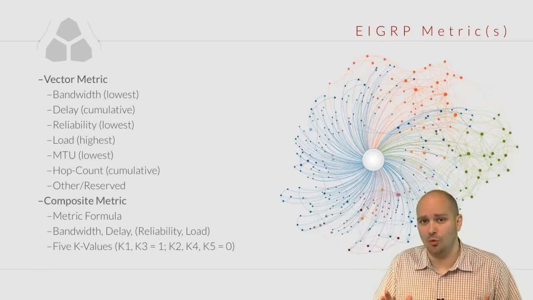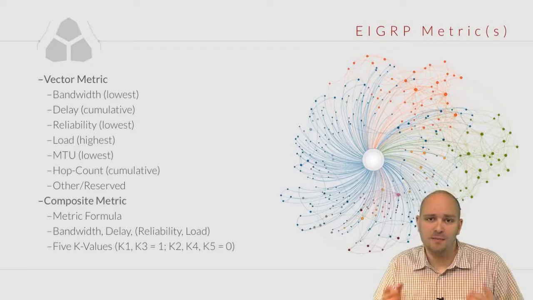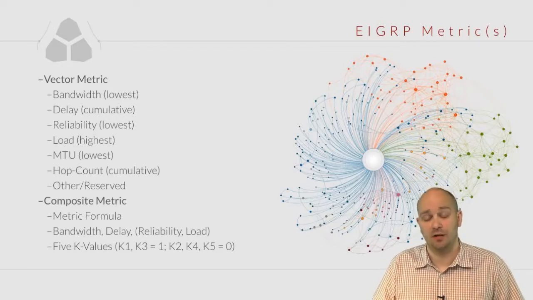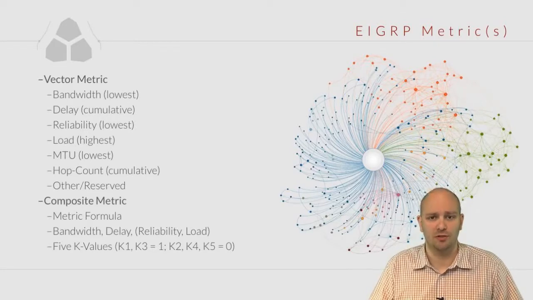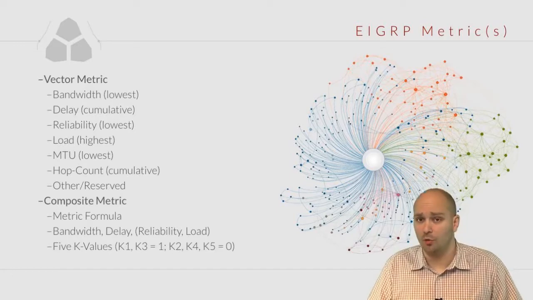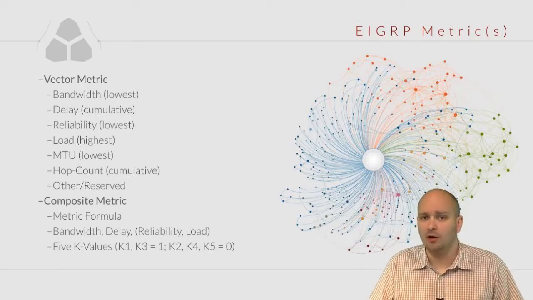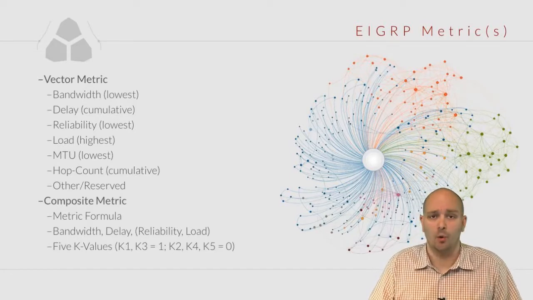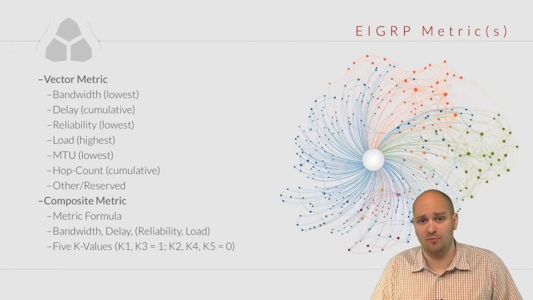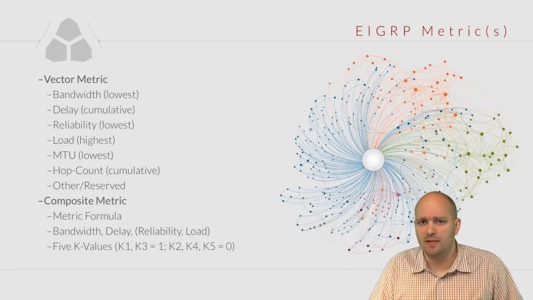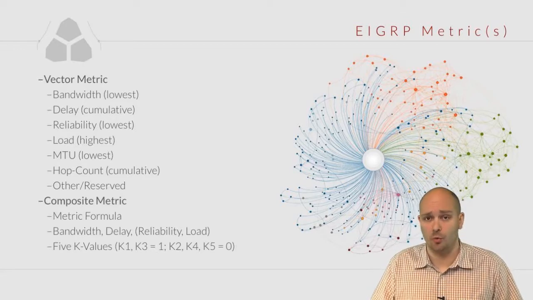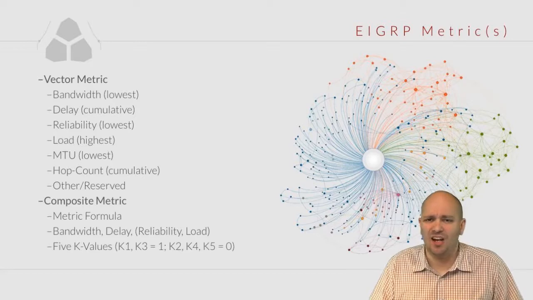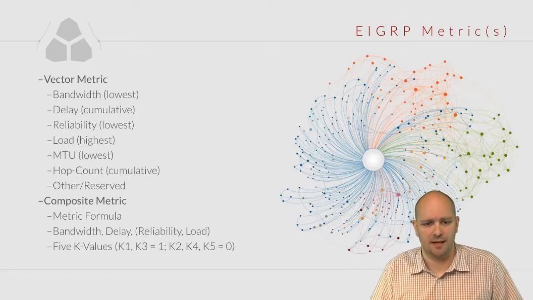Now, the next two are what is a matter of debate. Some people consider these to be part of the metric, some don't. I personally do consider them to be part of the vector metric, and they are MTU, where only the lowest value is carried, and the hop count, which is the cumulative value, and it by default has a maximum value of 100. Which means that if we receive a route that has a hop count of say 101, the local router won't use it. It's sort of a last resort loop prevention mechanism.